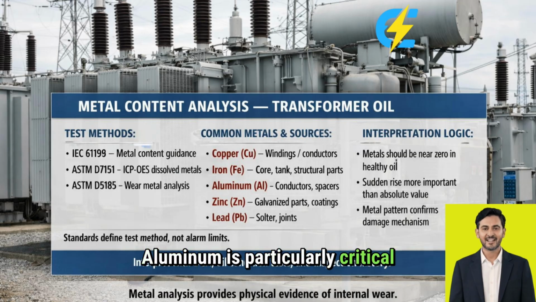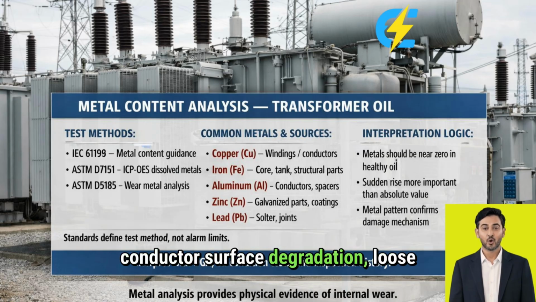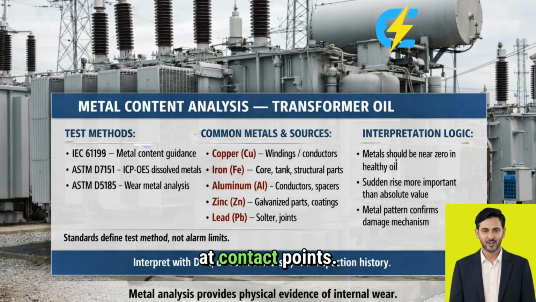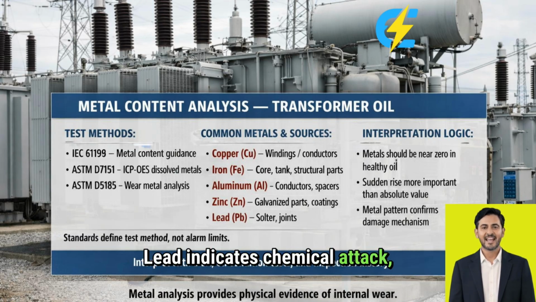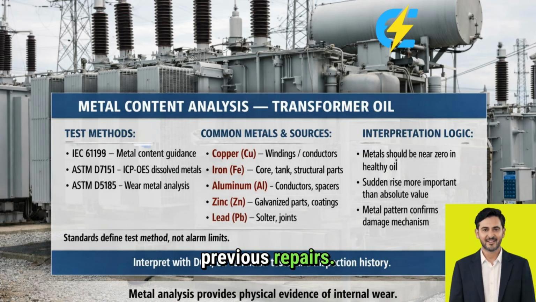Aluminum is particularly critical in aluminum-bound transformers. When aluminum appears in oil, it typically indicates conductor surface degradation, loose connections, or electrical erosion at contact points. In aluminum-bound units, rising aluminum levels often correlate with heating problems or poor electrical connections that are creating localized hotspots. Lead indicates chemical attack, age-related degradation of lead-containing components, or contamination from previous repairs. While many modern transformers use lead-free materials, older units still contain lead-based solders and components that can degrade over time.